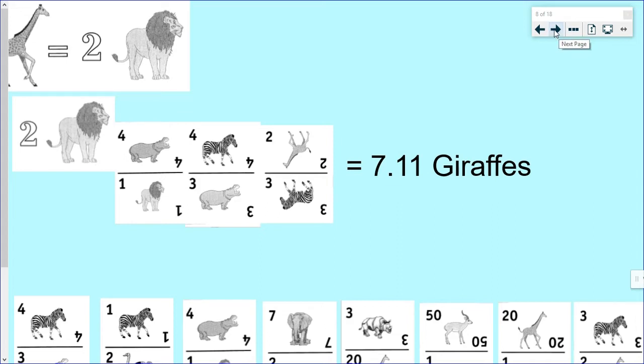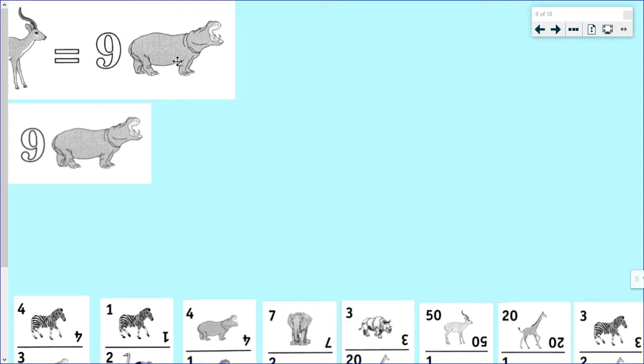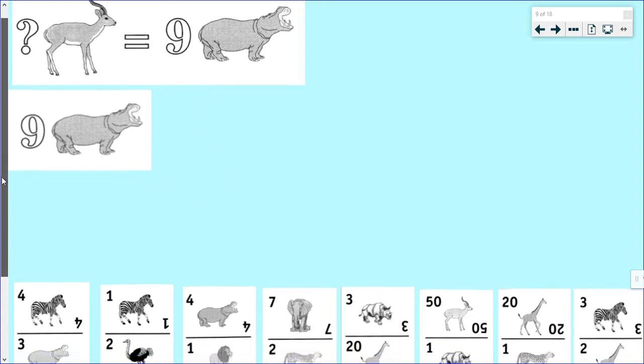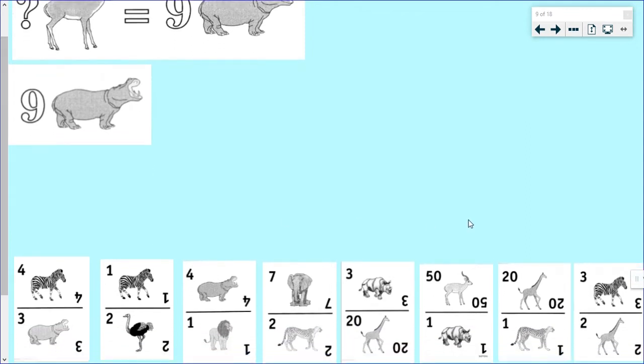Moving on to the next page here. We are trying to get impalas. So we need to know how many impalas we have for every 9 hippos. If you want to pause the video, here are those conversion factors. I would suggest that you try to see if you can get this one set up on your own, and then start the video back up and try it.